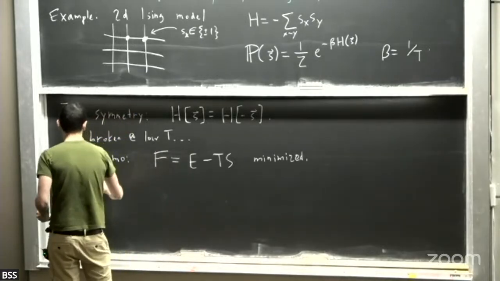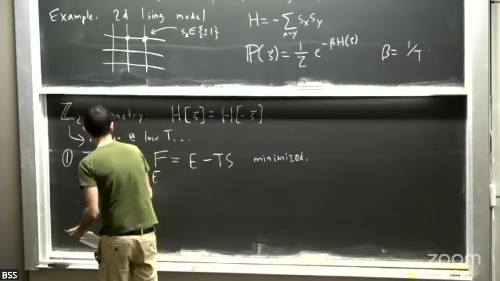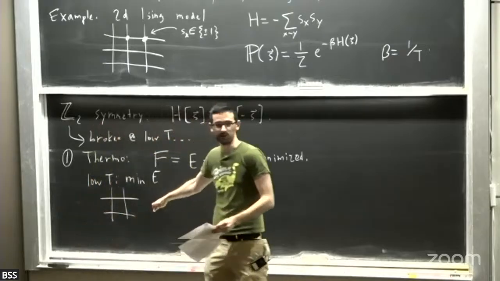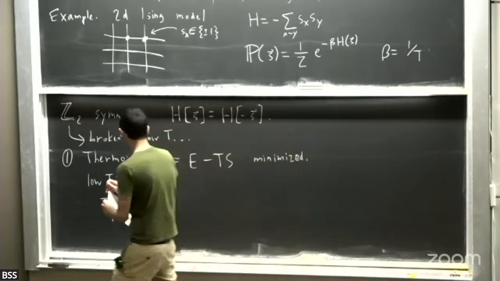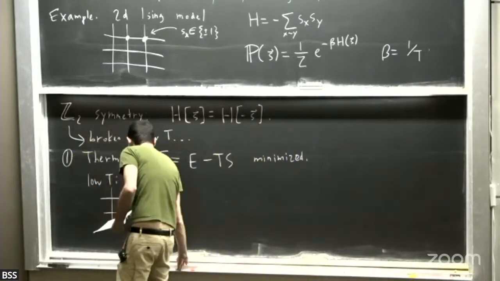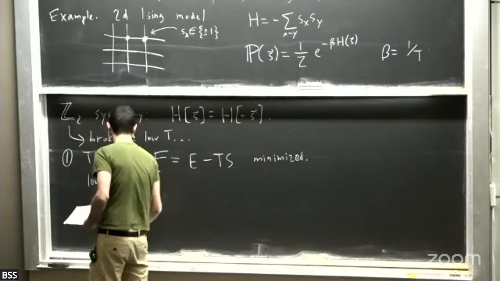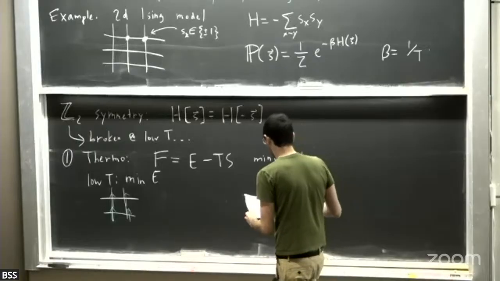So in the ferromagnet, we have, is this too low or is it okay? Okay, I saw a thumbs up from the other side. So, okay. So at low temperature, we want all the spins to be aligned. These are the lowest energy states of that Hamiltonian.